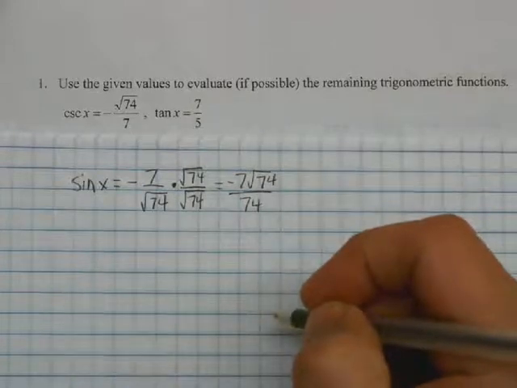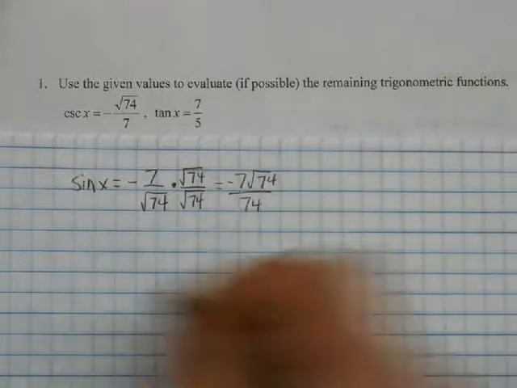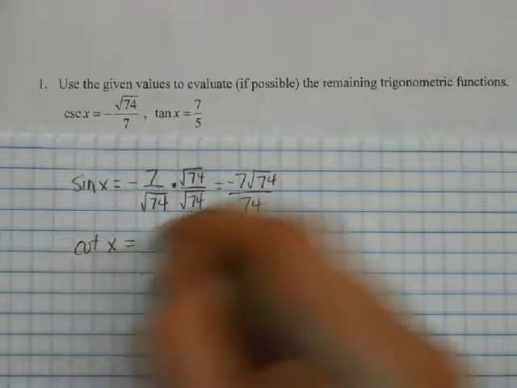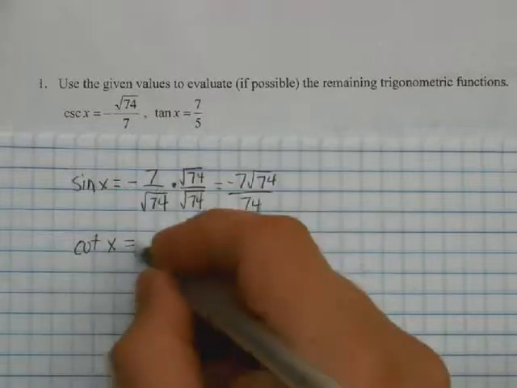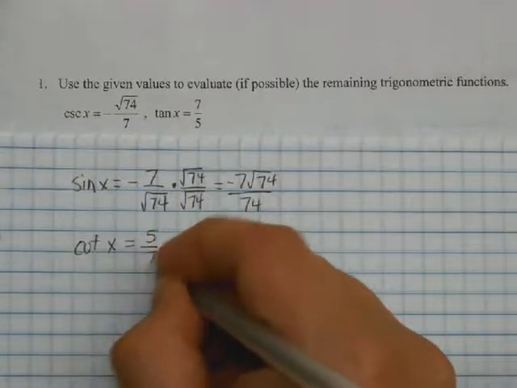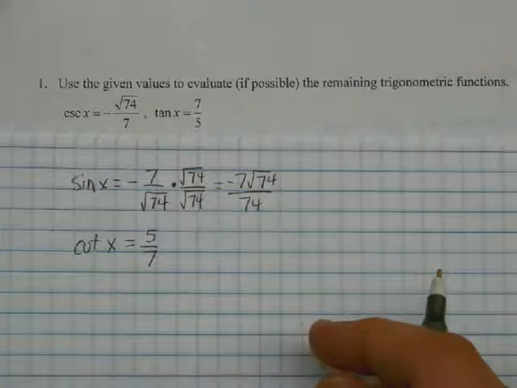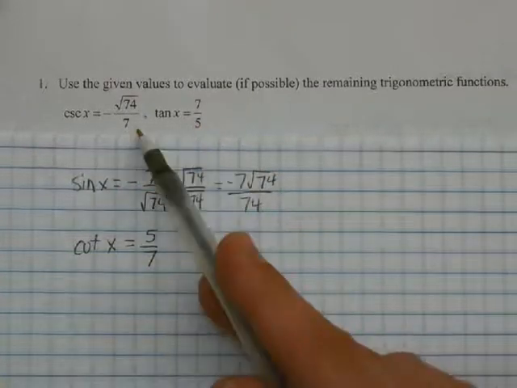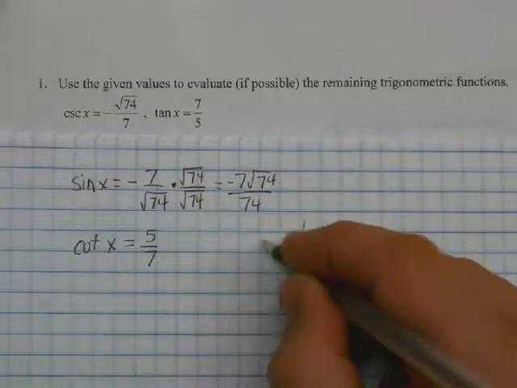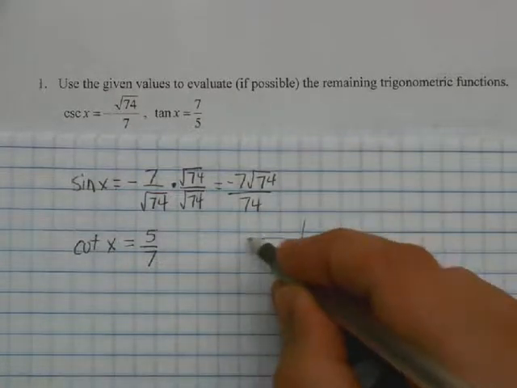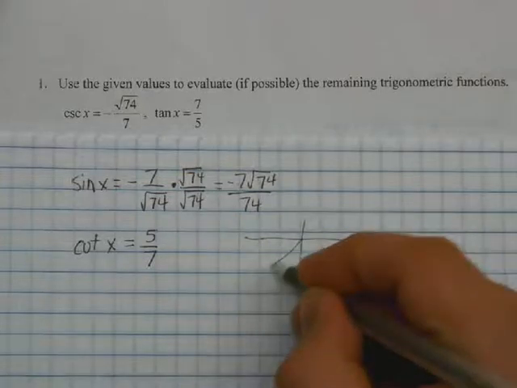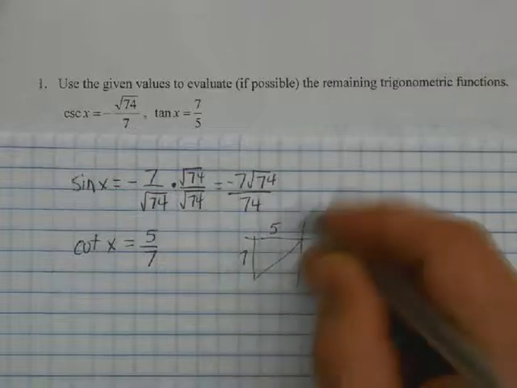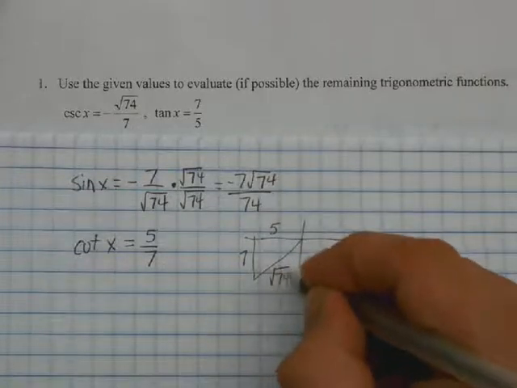Then the other easy one to do would be tangent, and find cotangent with that. We know that cotangent is the reciprocal of tangent, so cotangent is 5/7. So because tangent is positive and cosecant is negative, we know we're in the third quadrant. So we know that's 7, that's 5. A squared plus b squared equals c squared, and that's radical 74.